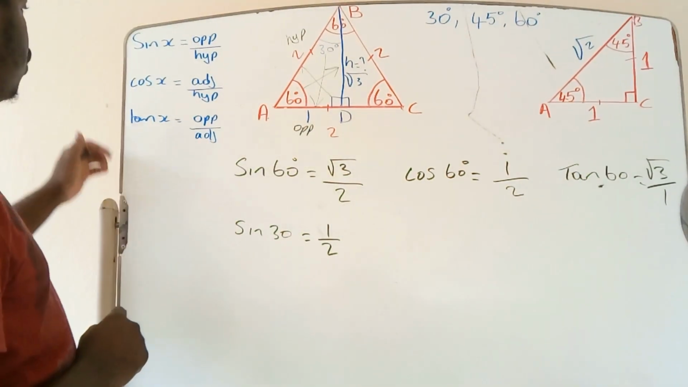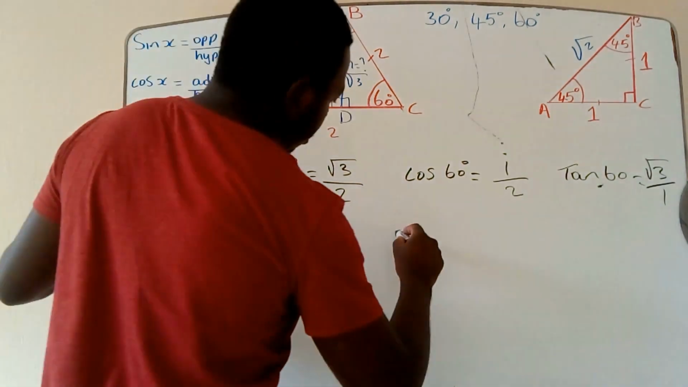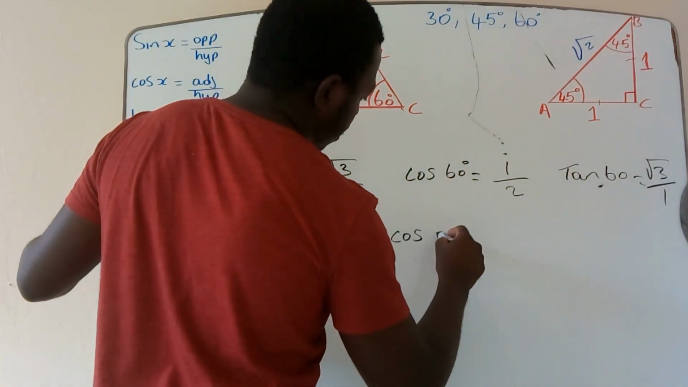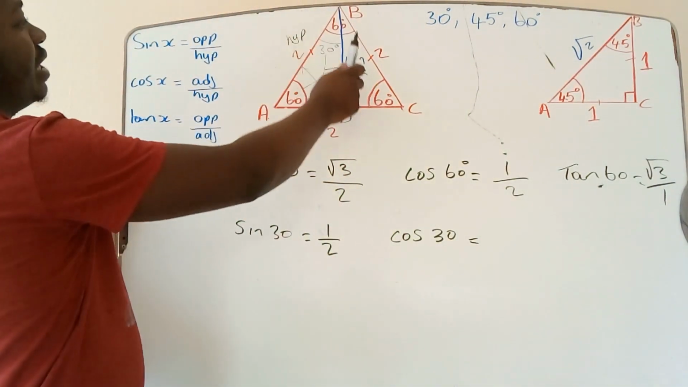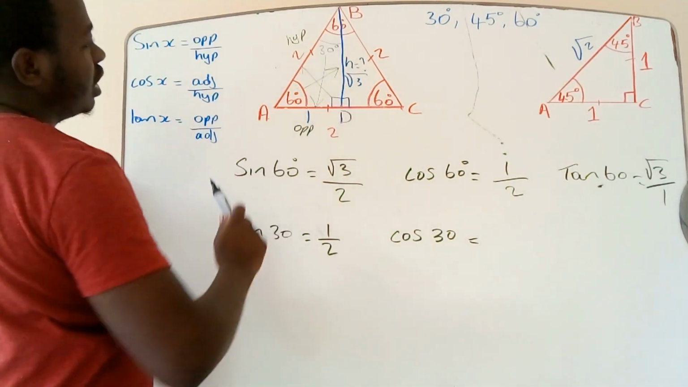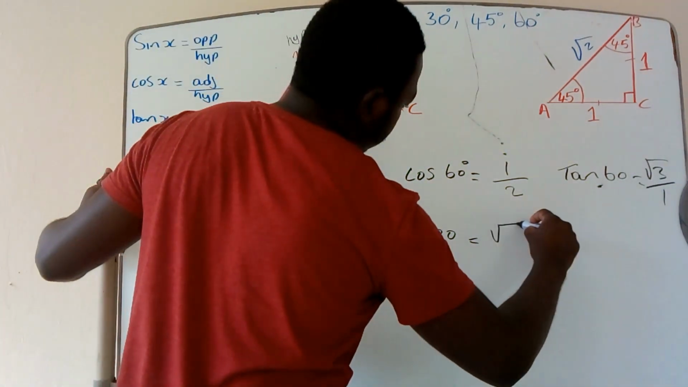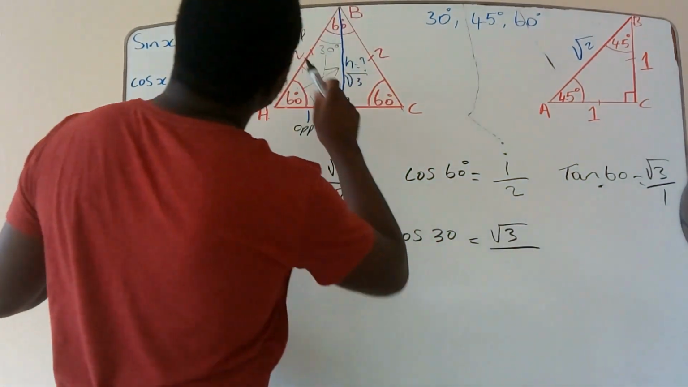Right? What do you think cos 30 would be? Let's see. Cos 30 would equal the adjacent length, which is root 3 in this case. So this is root 3 over the hypotenuse length, which is 2.